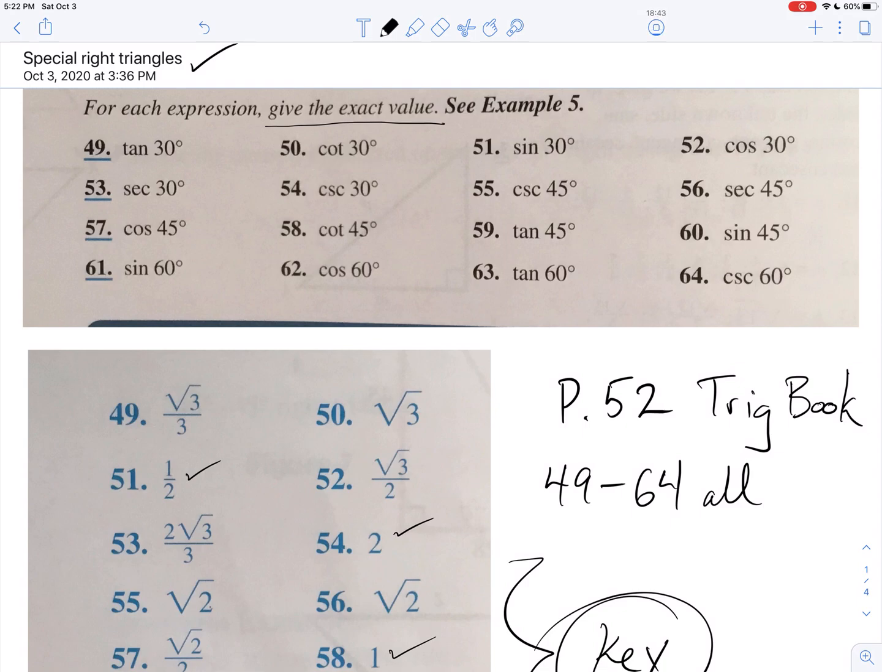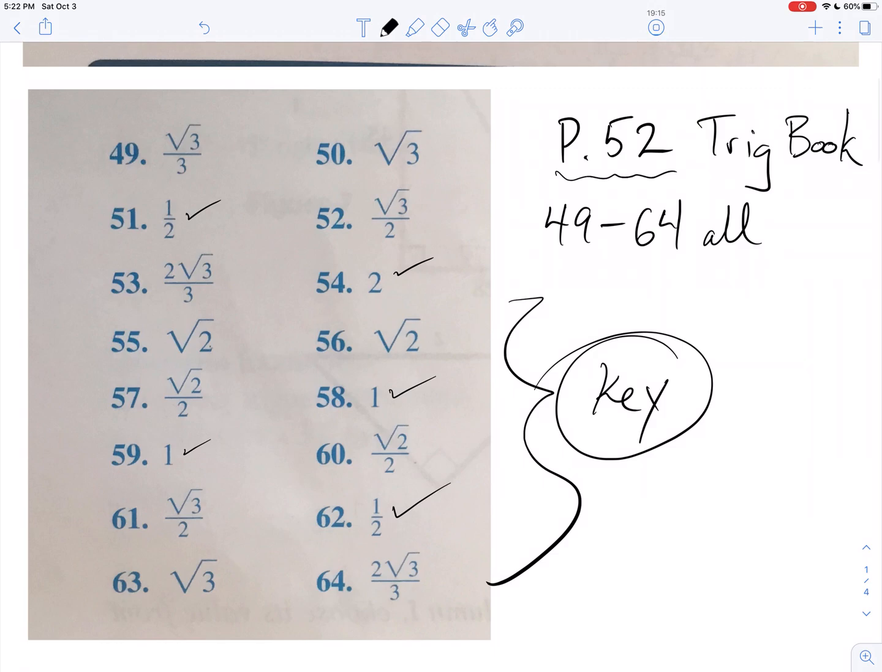So take a look. I need you to start with the most basic principle before we get messy. These are all either 30s, 45s, or 60s. But they got some fresh moves here like secant 45, cosecant 60. So this assignment, you got 49 to 64. This is, by the way, page 52 of the trig book, just so you know. If you don't have a trig book, don't worry. This is what I want you to do, and here's the answer key to it. No matter what, I never assume you have a book.